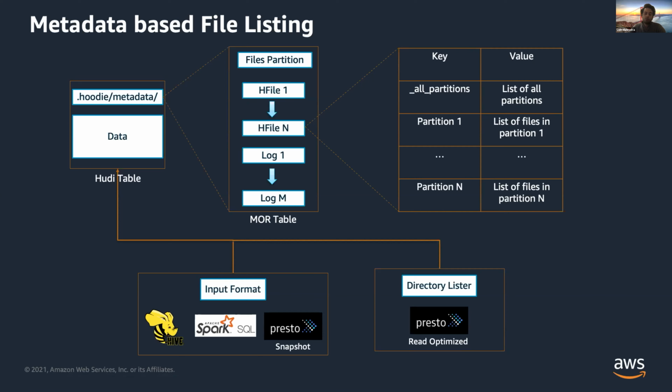On the query engine side of things, we had to make sure that our input format implementations, which are used by Hive, Spark SQL, and Presto snapshot, can work with this metadata table. And I mentioned that Presto read optimized queries directly use Presto's listing itself along with the path filter. So for that to use the metadata table, we are implementing this directory lister interface within Presto itself, so it can do the listing there for us, although that is not yet contributed back and it's still in the works.